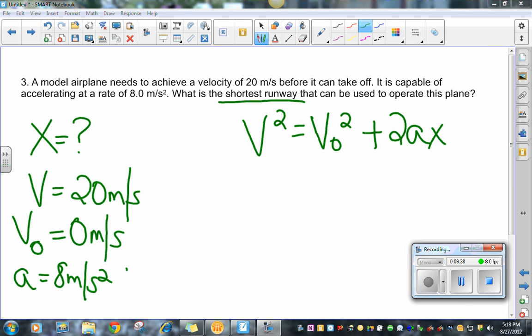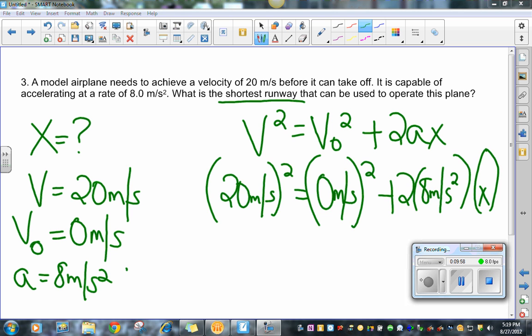The only formula out of those four that does not include time is this one: v squared equals v naught squared plus 2ax. Make sure you're always bringing your calculator with you to class every day. All right, so take these numbers and substitute them in. This is what it should look like once you substitute everything in.